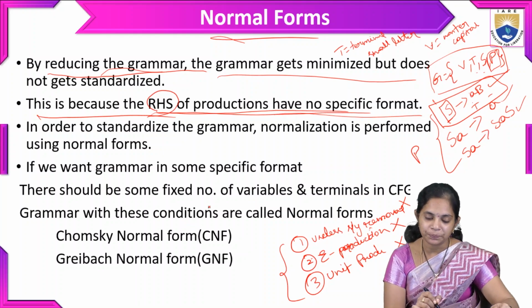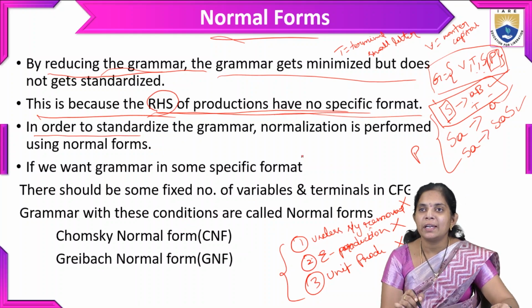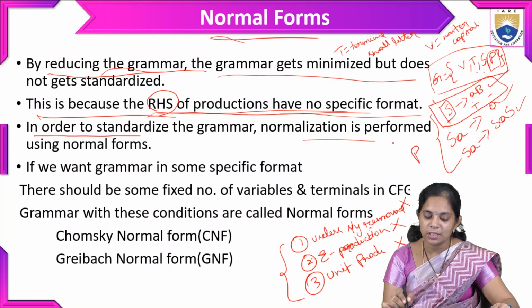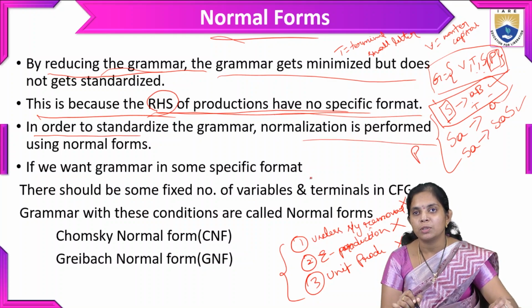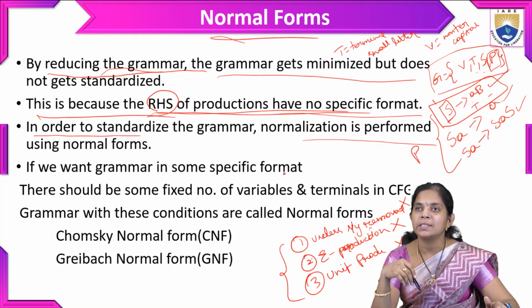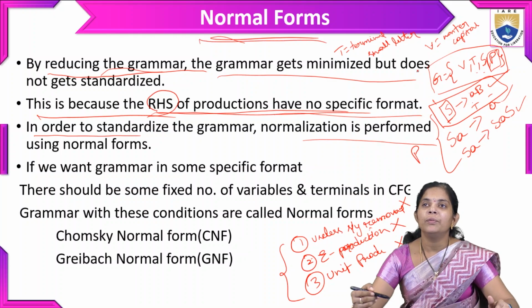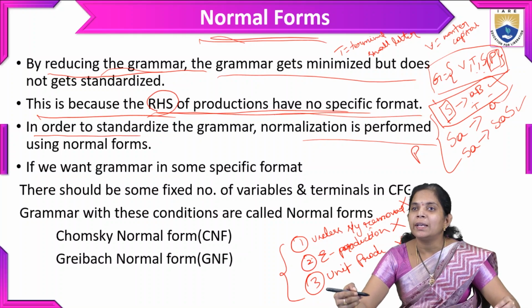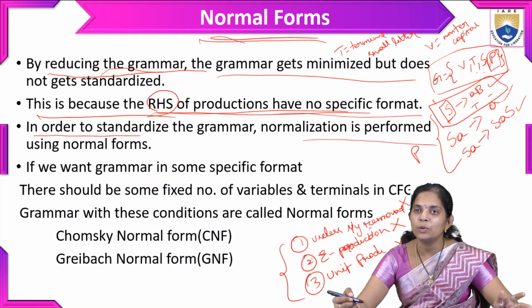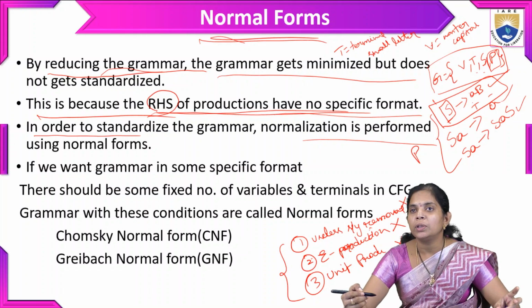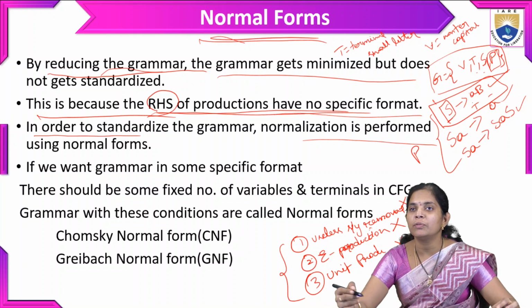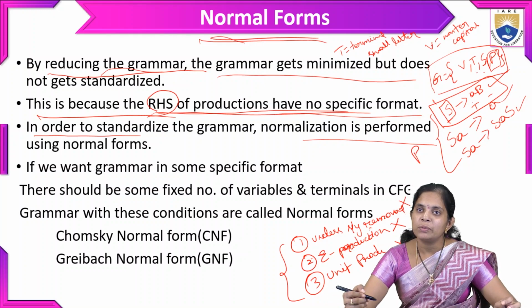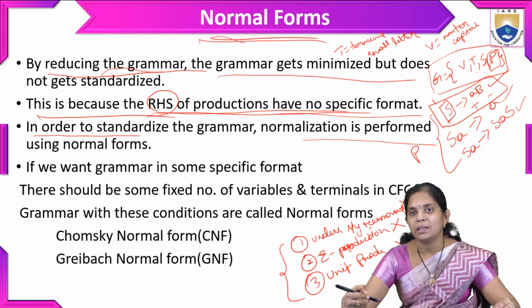after minimization. So in order to standardize the grammar, normalization is performed using the normal forms. How are we going to normalize? By using the normal forms, we can maintain the grammar with the standards. We require only the right hand side. Obviously the left hand side has only a single value, so no need to bother about that one. The right hand side is a combination of terminals and non-terminals, so that's why we need to maintain some standards in the right hand side.